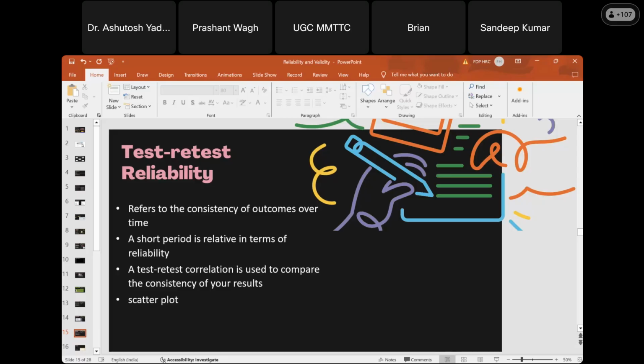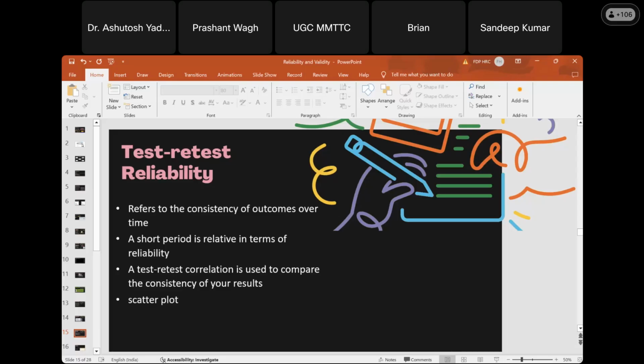Okay. So a short period is relative in terms of reliability. 2 days for measuring hair length is considered short. But यही 2 दिन का time period would be considered too long अगर हम ये देखना चाह रहे हैं कितना quickly water dries on the sand. Okay. So it is subjective, it is relative. Okay. Now, how do we measure this?